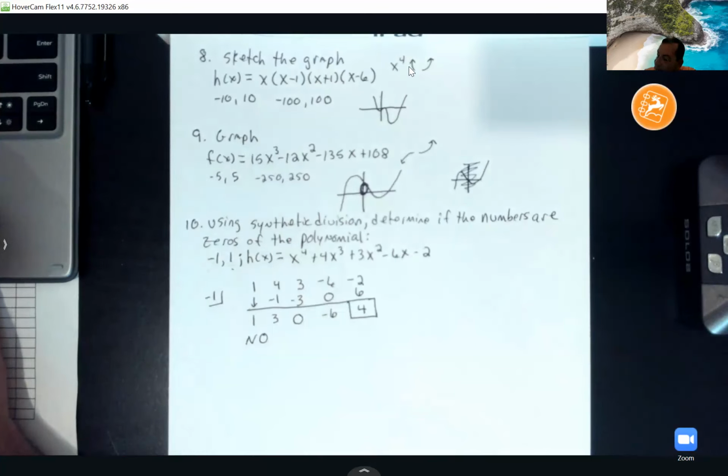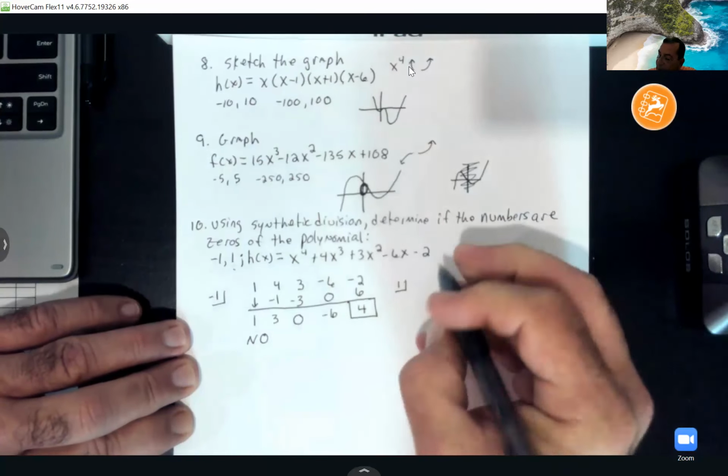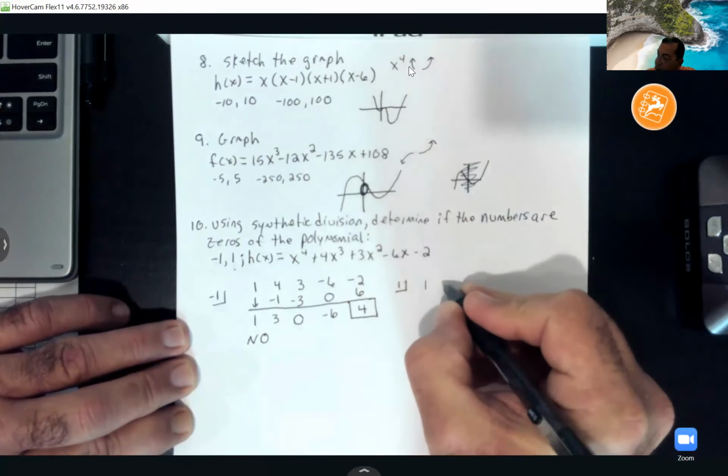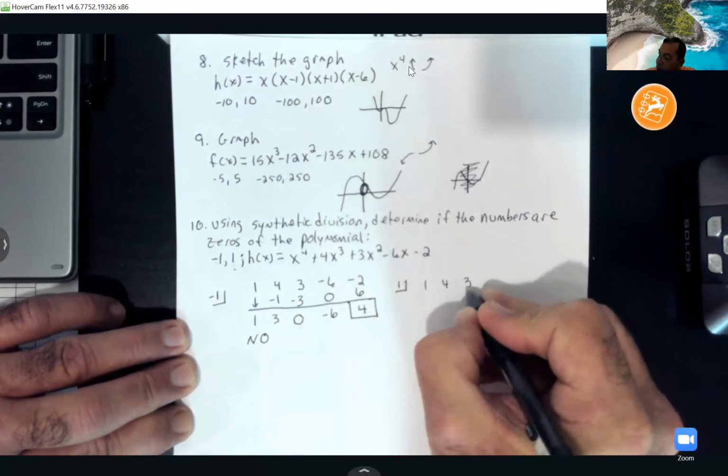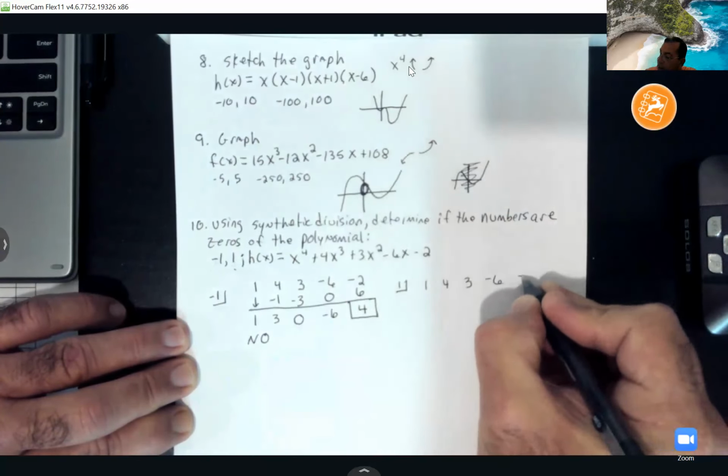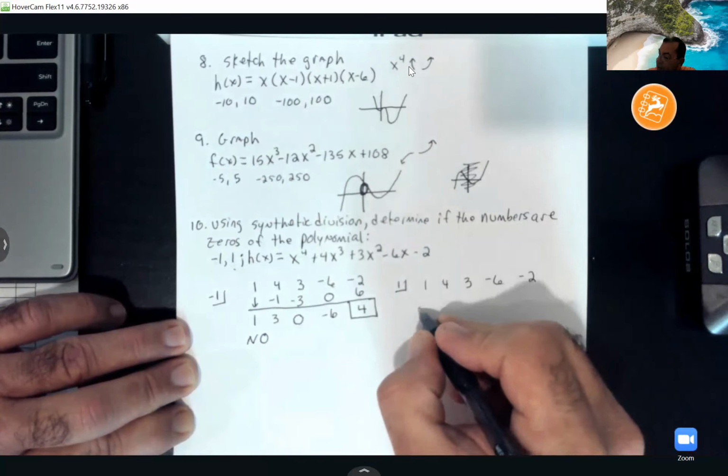So let me try a +1. Now my numbers will be the same. 1, 4, 3, -6, and -2.